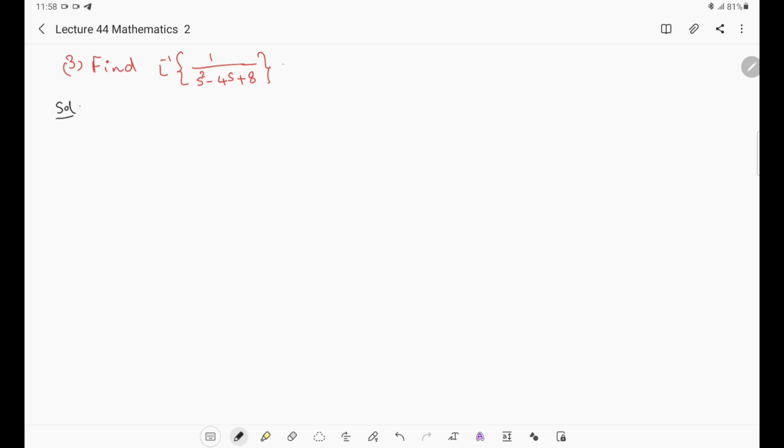Right, solution. See, Laplace inverse of 1 by s square minus 4s plus 8. Again, for this kind of problems also we have to use first shifting property. But for using first shifting property, we need some s minus a or s plus a. So if you consider these two terms, this can be written as s minus 2 whole square. See, what is s minus 2 whole square? It is s square minus 2s, sorry, minus 4s plus 2 square is 4.